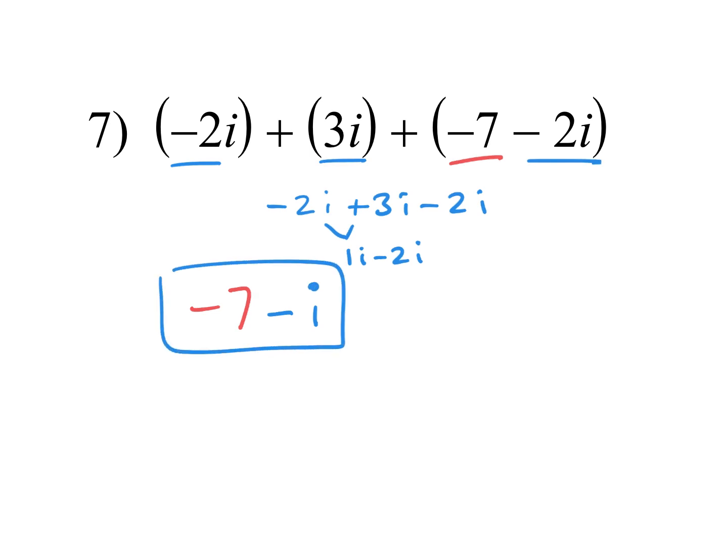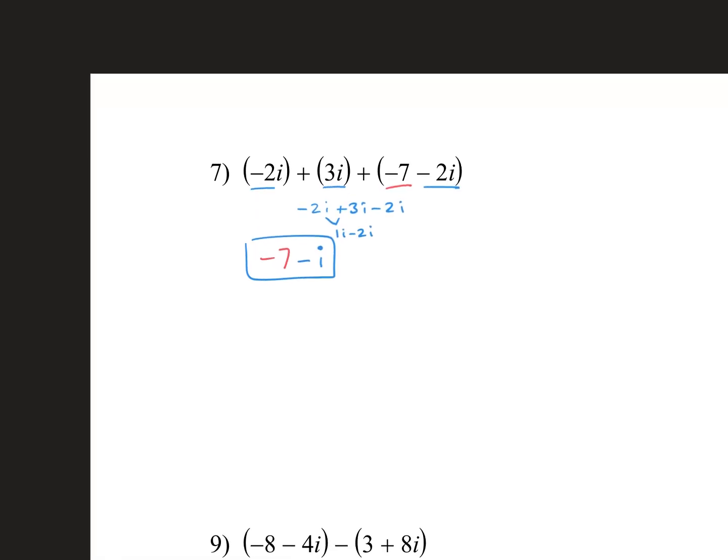So 7 minus i. If you have 3 things you're adding, just add one at a time, or if you want, you can add all 3 together at once. Whatever you want to do to add them. Any questions there?